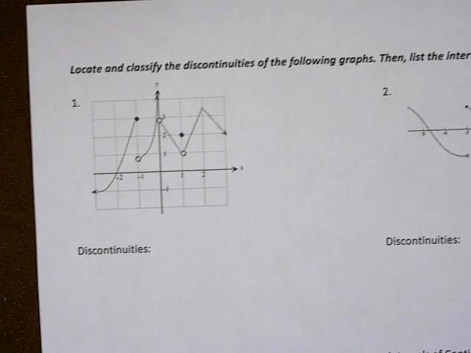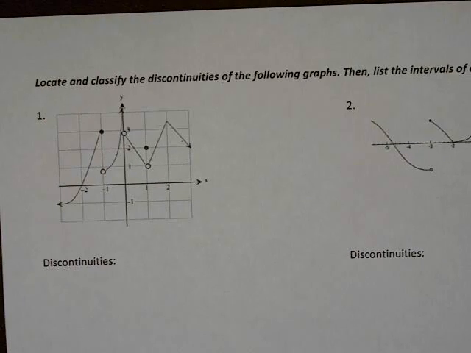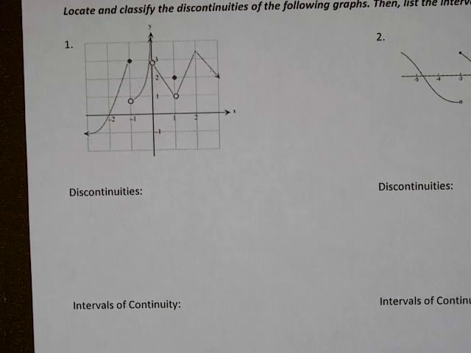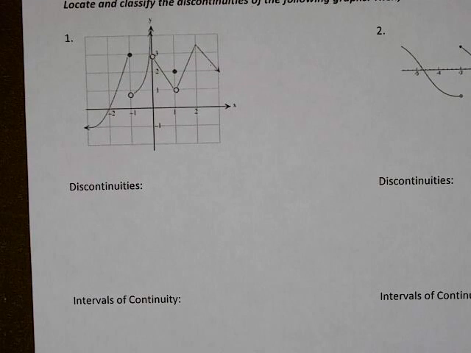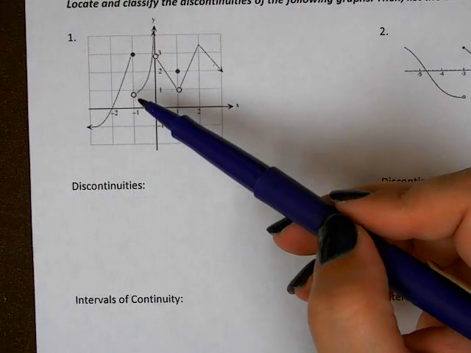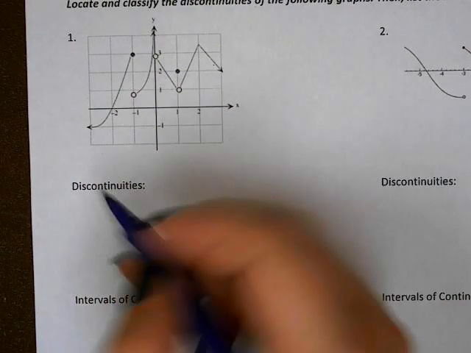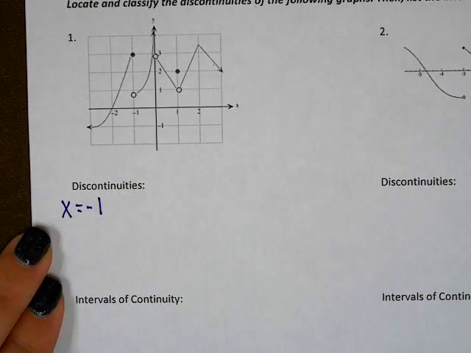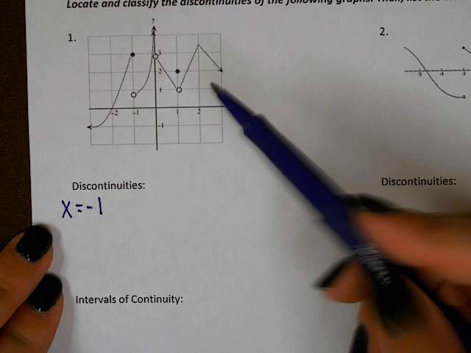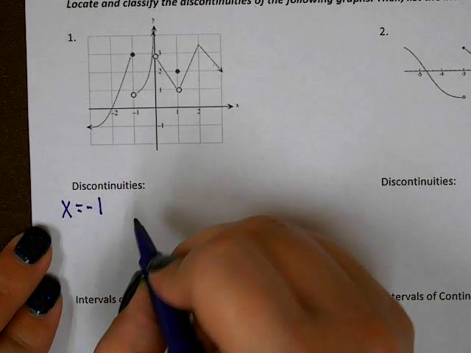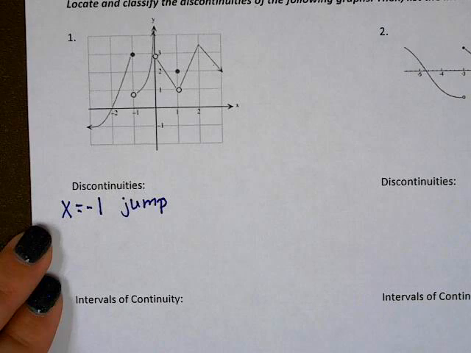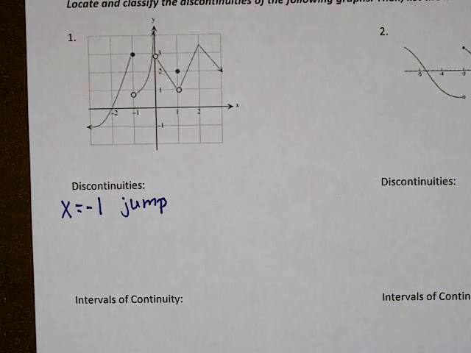So this first one: locate and classify the discontinuities on the following graphs, then list the intervals of continuity. So we're just going to focus on this one first. If we look at it, we can see that there is definitely a discontinuity right here at -1. So the very first one we're going to list is x equals -1. All right, and when we look at that, we can see that that is a jump discontinuity. So at x equals -1, we have a jump.